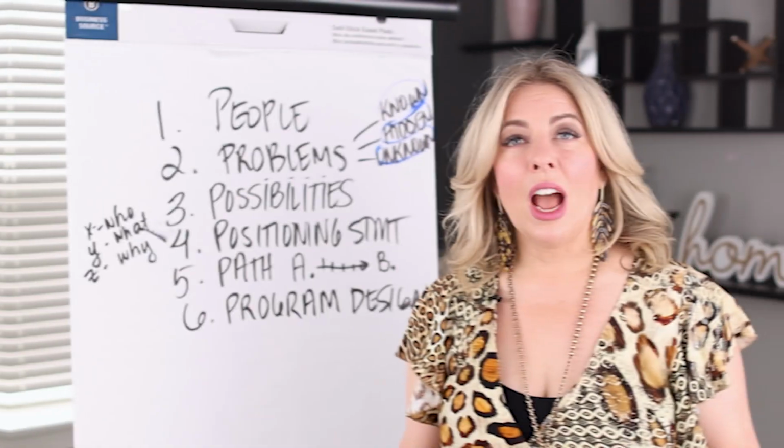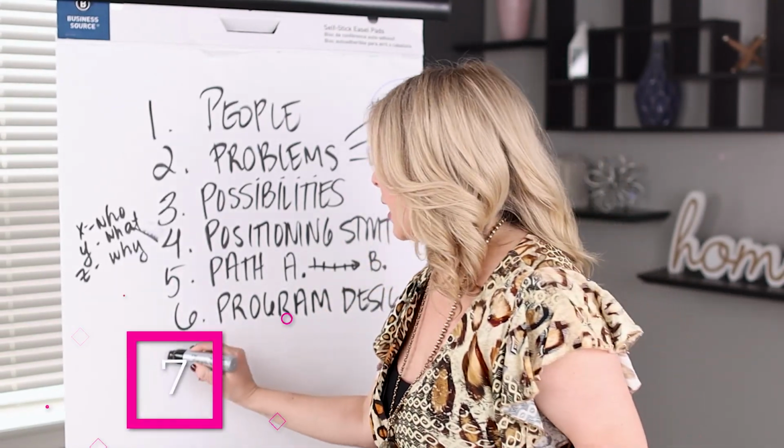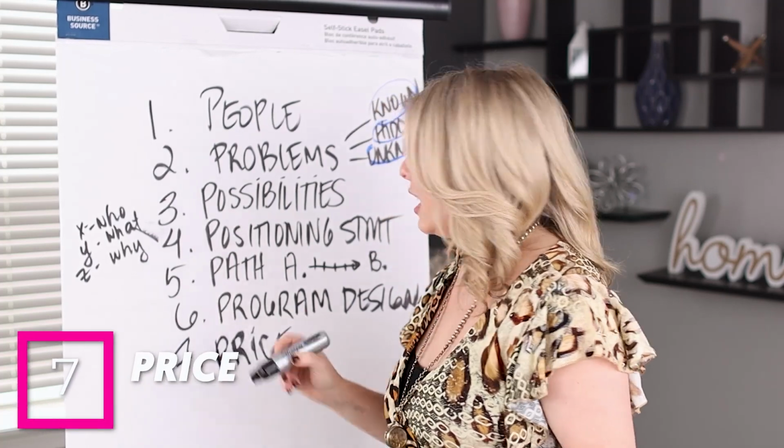Now, the 7th piece is one of the ones that I find gives people the most trouble. It's price. How do you charge for this?